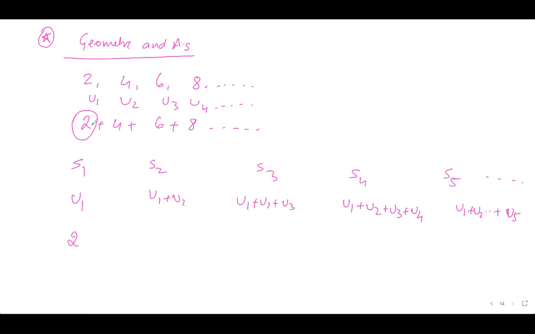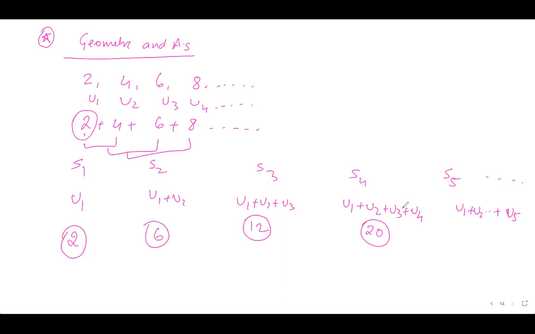So if I look at the context of this problem, S1 will be 2, S2 will be 2 plus 4, which is 6, S3 will be 6 plus 6, which is 12, and S4 is 20. So 2 plus 4 plus 6 plus 8 is coming as 20. This is the sum of the first 4 terms. This is the sum of the first 3 terms. This is the sum of 2 terms. This is the sum of the first term.